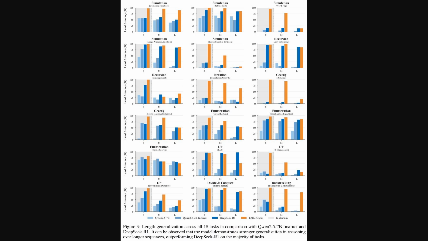Okay, so this all sounds great in theory, but how does it actually perform? These charts show the results across 18 different tasks, from bubble sort to more complex problems like Dijkstra's algorithm. The key thing to look at is length generalization, which is the model's ability to solve problems that are longer than what it was trained on. We see results for short, medium, and long problems. The orange bar is the new TAIL method, and it's consistently outperforming the other models, especially on those longer sequences, maintaining incredibly high accuracy where others simply fail.